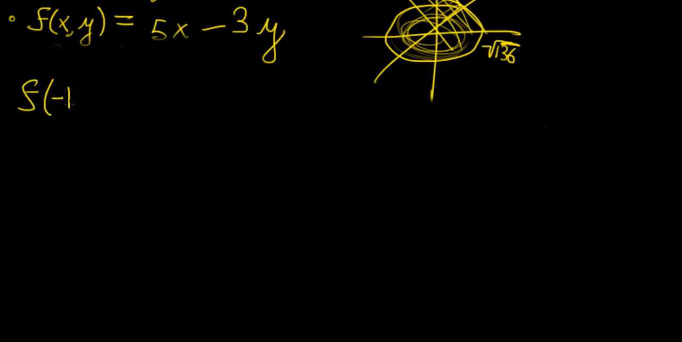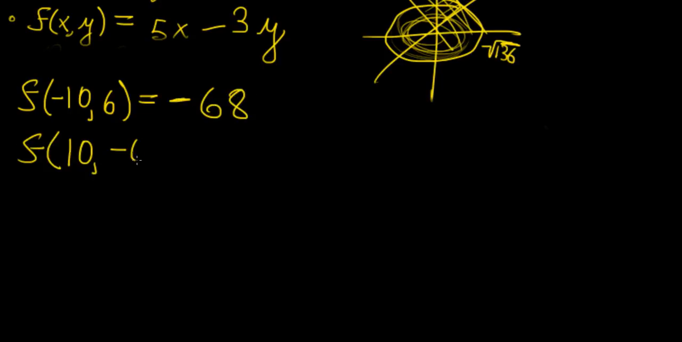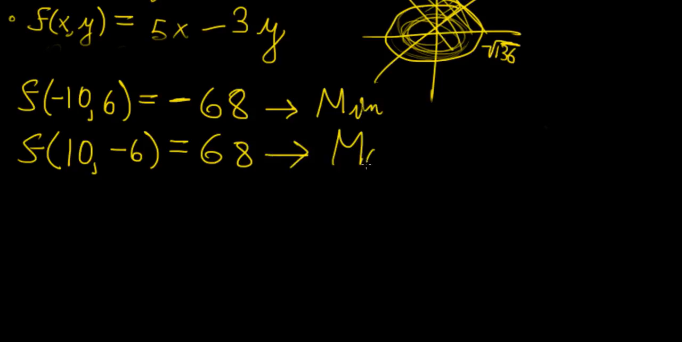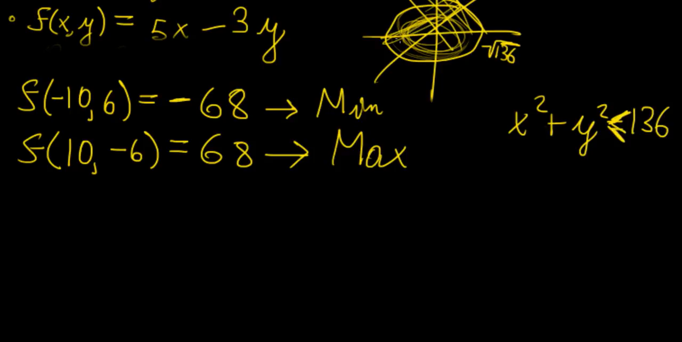So f of minus 10, 6 is going to be minus 68. And then the function at 10, minus 6 is going to be equal to 68. So right away we can see that this is the minimum and this is the maximum within that constraint of the circle x squared plus y squared equals 136. So within that boundary we found that. Actually I should have written less than or equal to, because that's usually better since it includes the whole region inside that circle, but you get the idea. We wanted to confine this to that particular region.